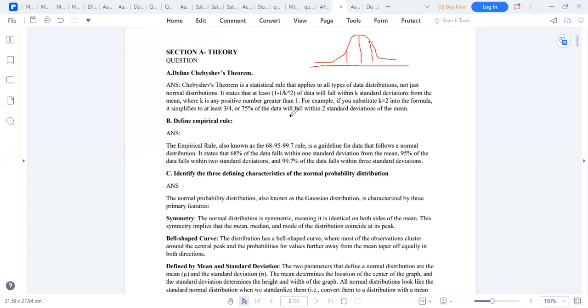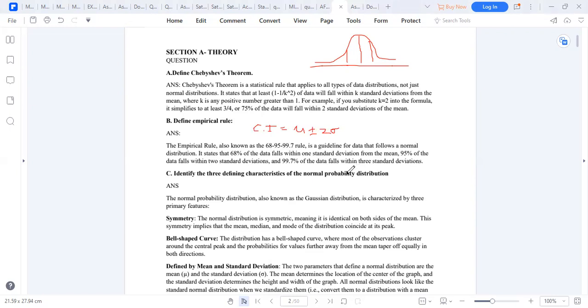are told that at least 1 minus 1 over k squared of the data will fall within k standard deviations away from the mean. The empirical rule, on the other hand, gives a guideline that follows a normal distribution, given by confidence interval is equal to mu plus minus z standard deviation.